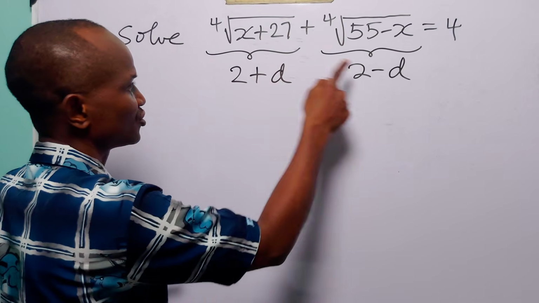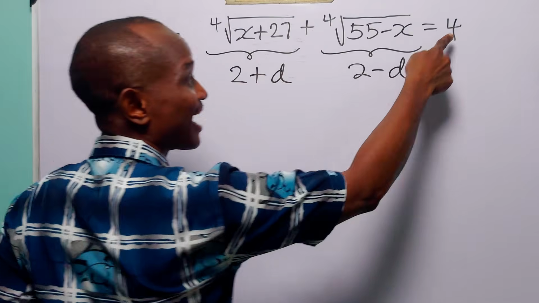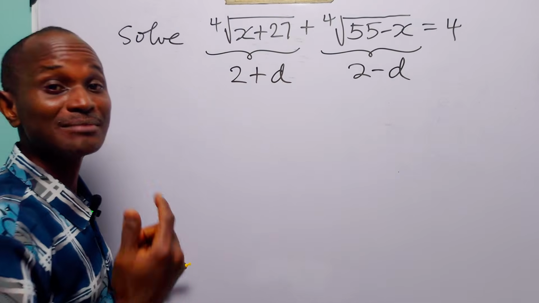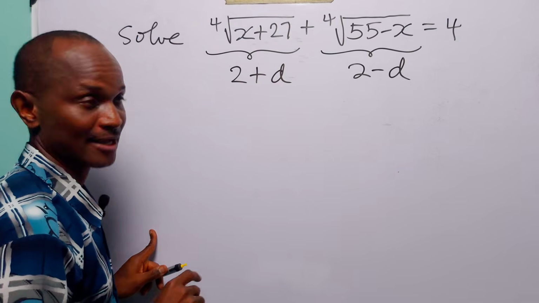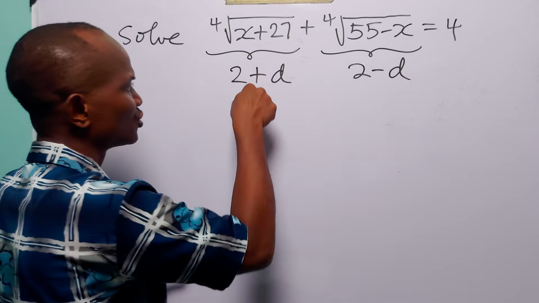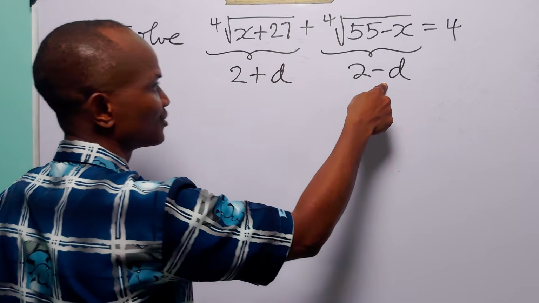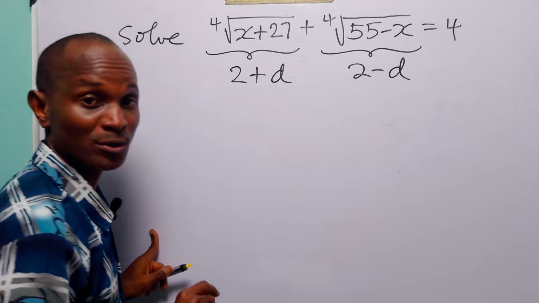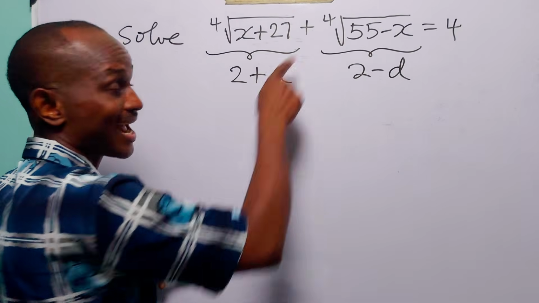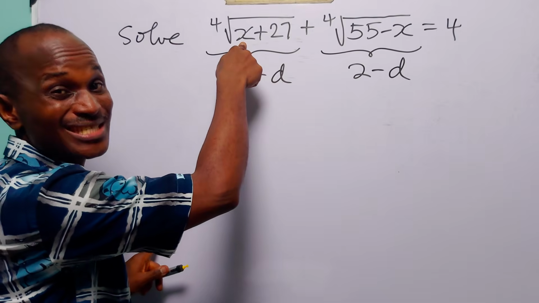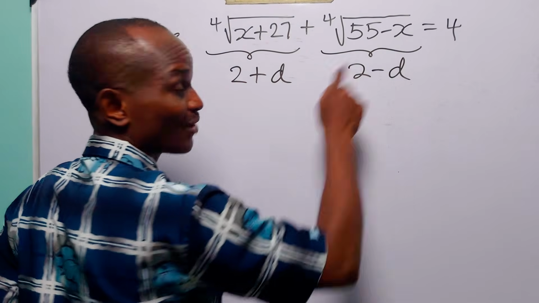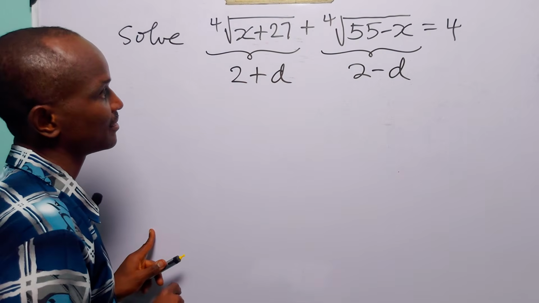One, notice that 2 is exactly half of 4. So it makes things easy if we have an even number here. Two, notice that 2 plus d plus 2 minus d is equal to 4, so this has to be addition. And finally, notice that here we have plus x, while here we have minus x.